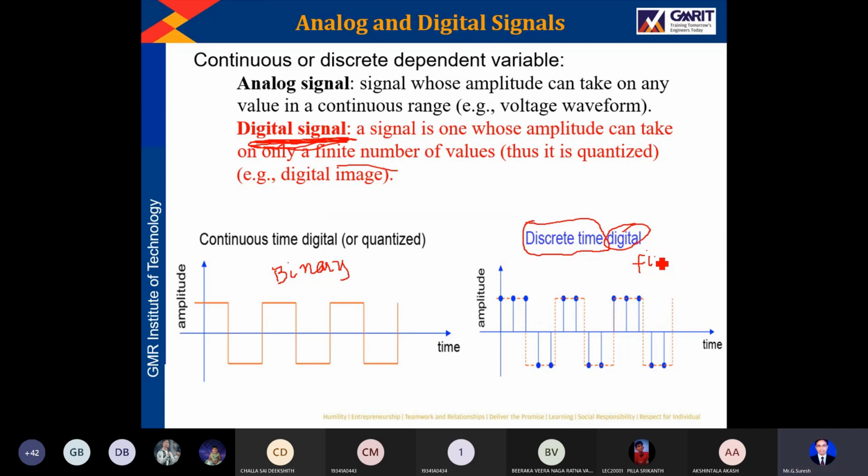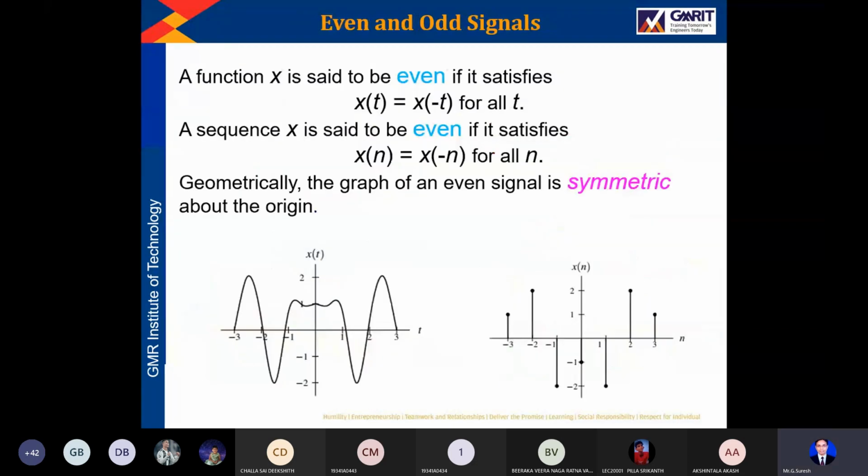Okay, now did you get the difference between analog, digital, or continuous and discrete? Any doubts? Any doubts? No. Right, we'll move ahead.